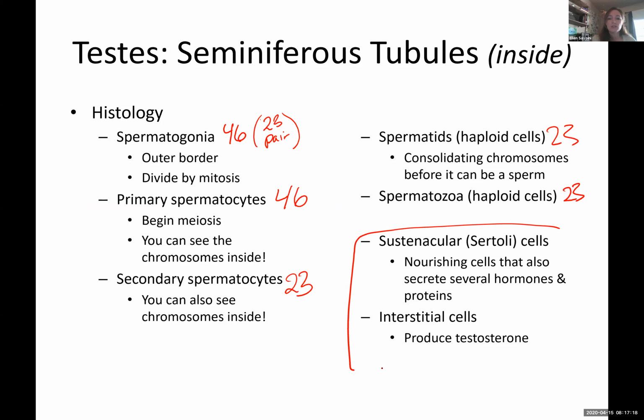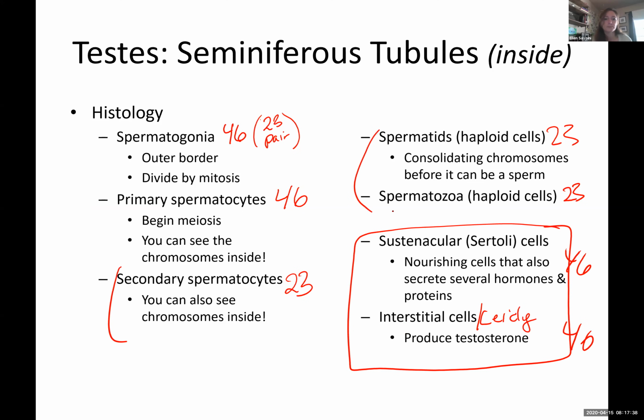These last 2 cells here are regular cells, and we'll talk about their role. We already mentioned interstitial cells, also known as Leydig cells, and they are all normal cells, so they have 46 chromosomes. The only ones that have 23 are the ones in the latter stages of meiosis.